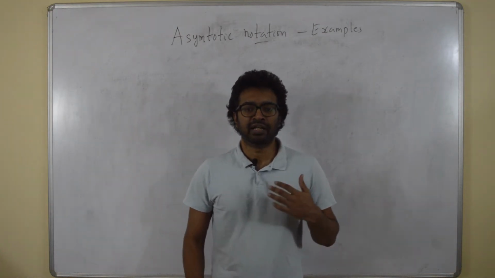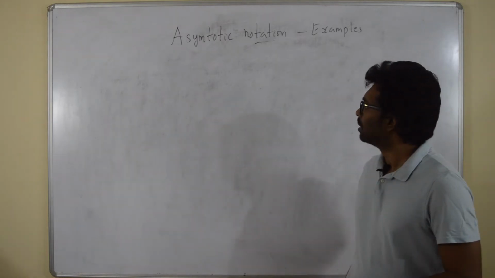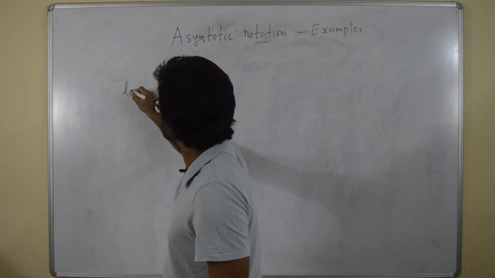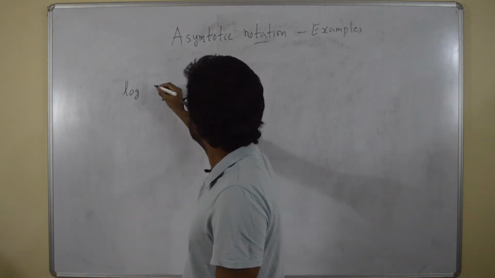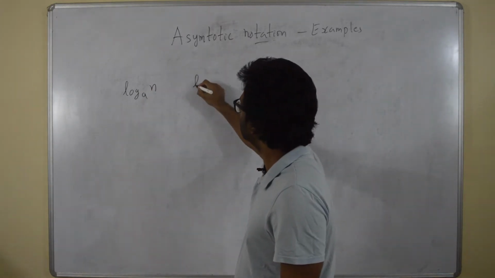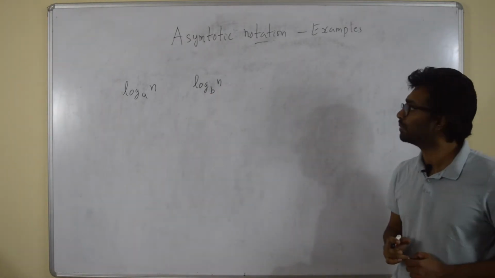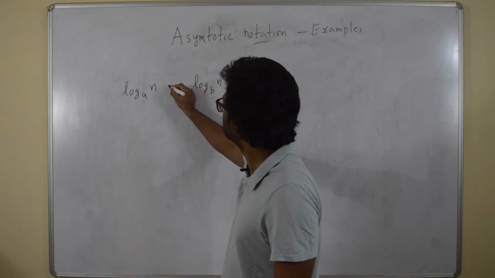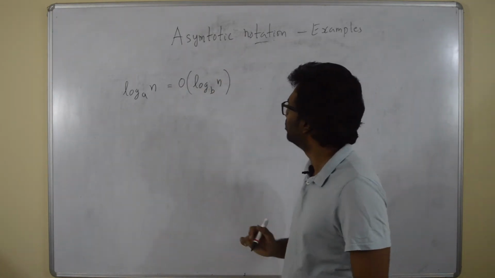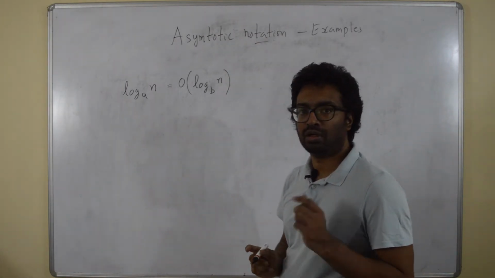Hello, welcome back. Let's look at a few more examples of asymptotic notation, especially big O notation. Consider the following: log n to the base a and log n to the base b. Okay, so I'm going to show the following: log n to the base a is equal to theta of log n to the base b, right? How do I do that?